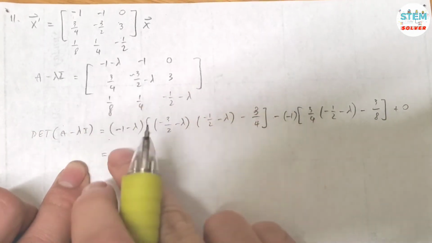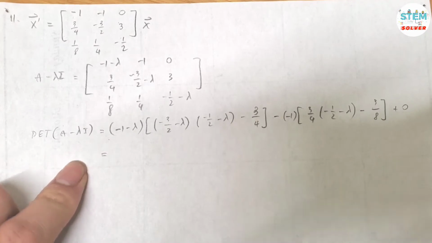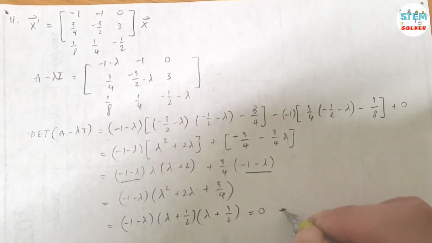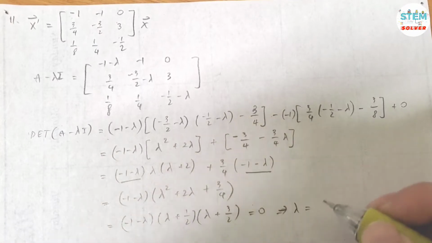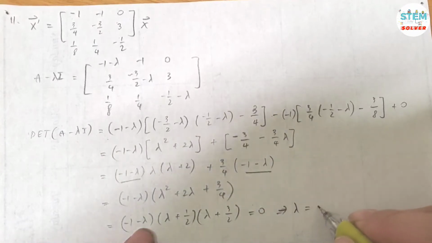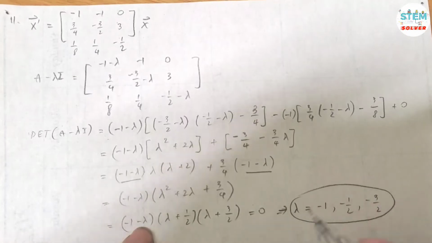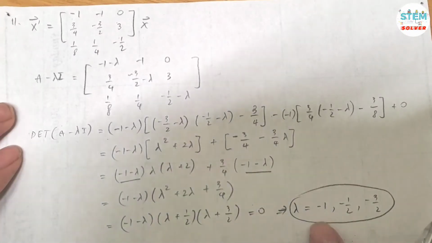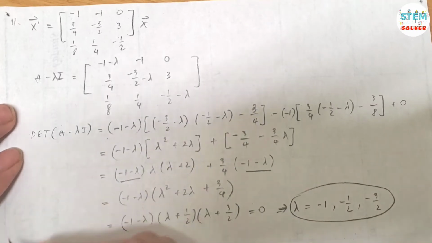Alright, now you're going to distribute this out and simplify it. Let me do it real quick here and set this equal to 0. Solve for lambda. I will get lambda equals -1, -1/2, and -3/2. So here are my eigenvalues. Now for each eigenvalue I will get an eigenvector for it, so let's do it.